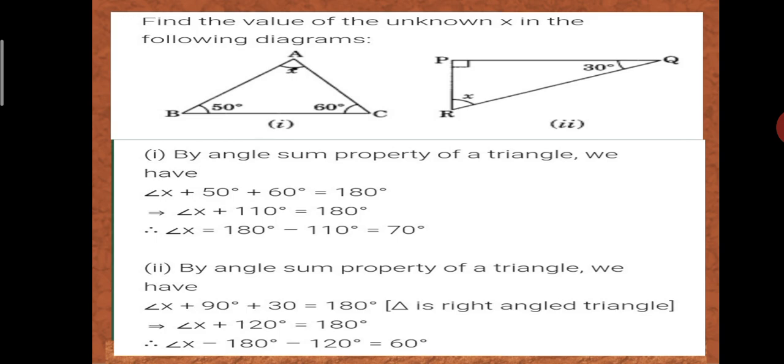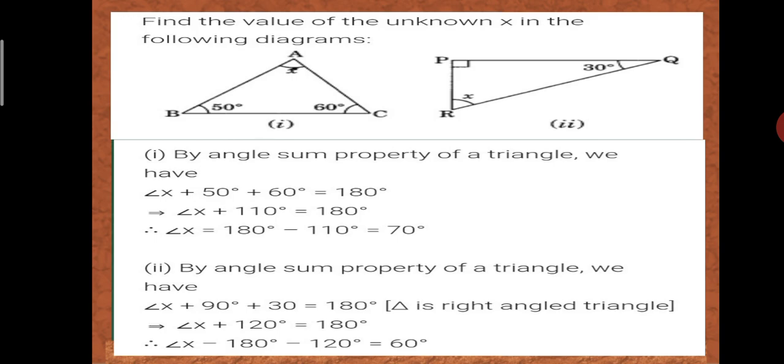So let's start. In the first question, what is given here? 50 degree and 60 degree. Now, I just told you which property we are going to study, the angle sum property of a triangle, in which the sum of all three angles of the triangle is equal to 180. One angle is given, that is 50, and the second is 60. So the third angle measurement we have to find.